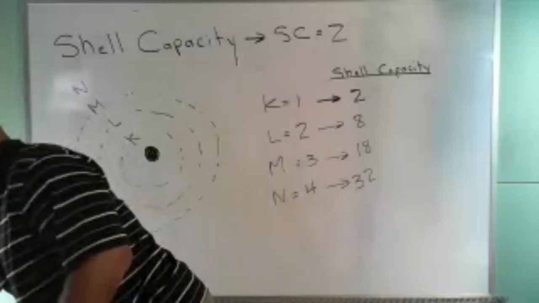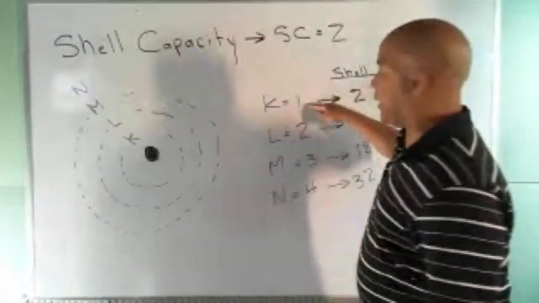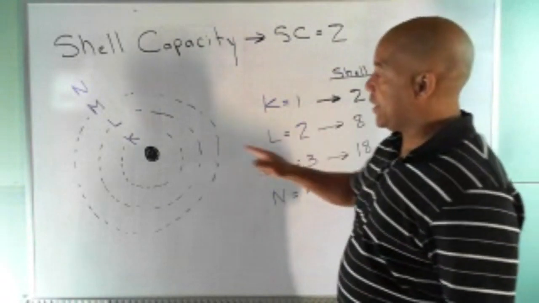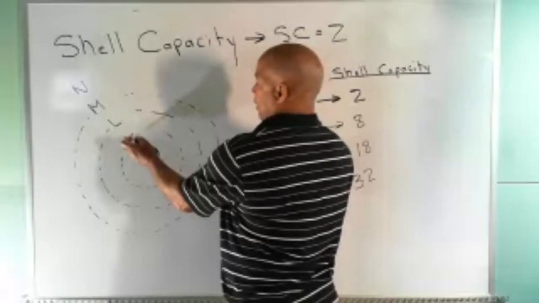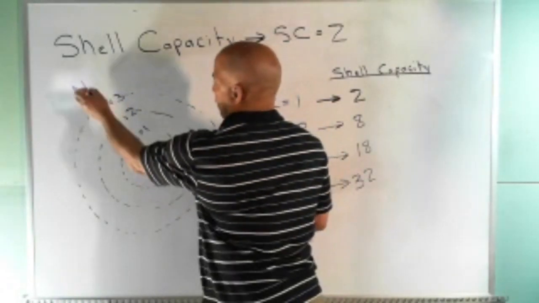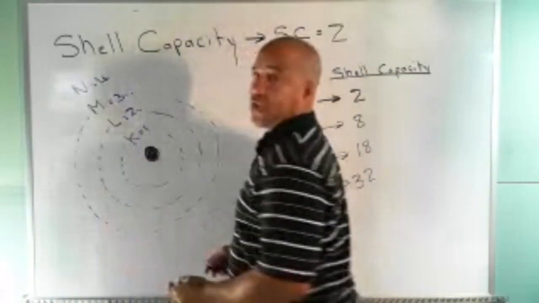Let's make sure we understand what these are. Do you know what these are? Yes. So this is the 1, that's 1, that's 2, that's 3, and that's 4. So that's the shell number.